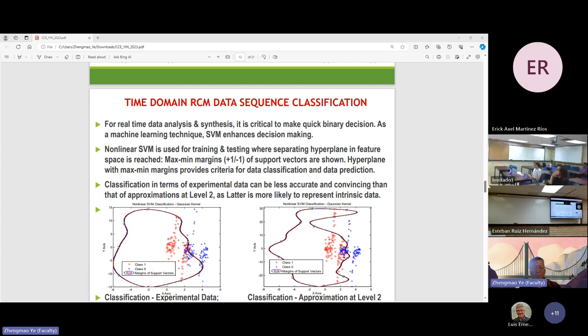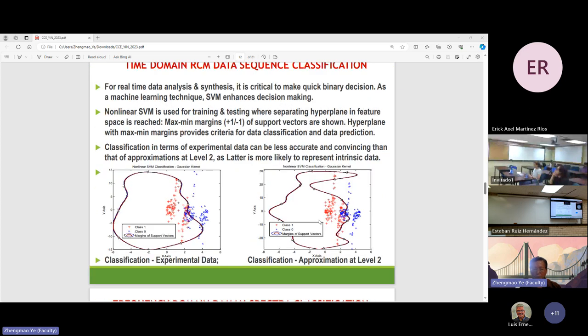The classification in terms of experimental data can be less accurate and convincing than that of the approximation at level two. So for the second result, the latter is more likely to represent intrinsic data.